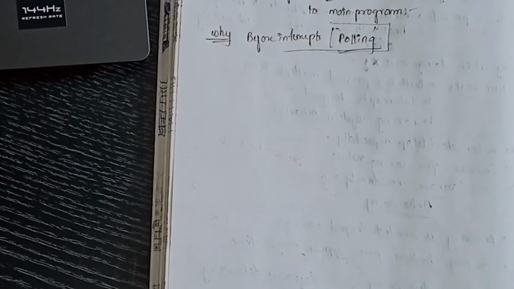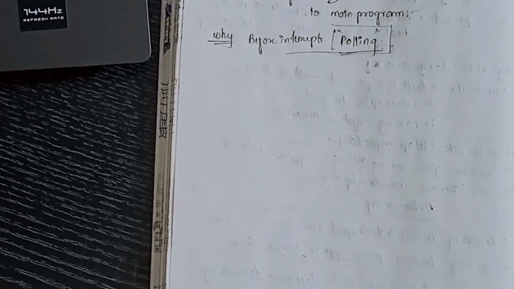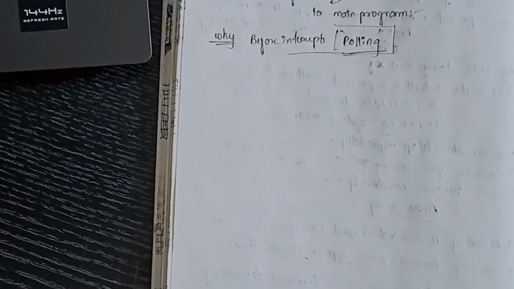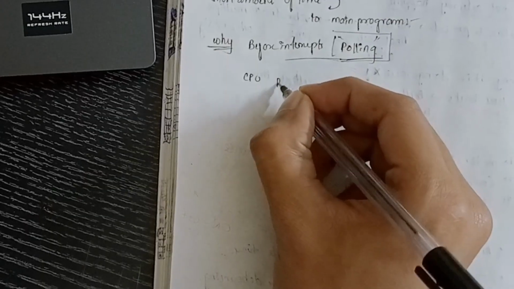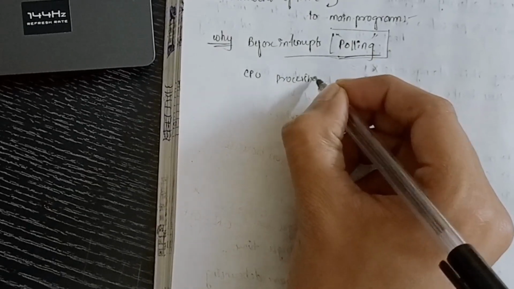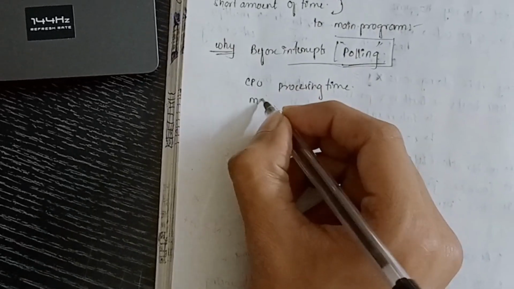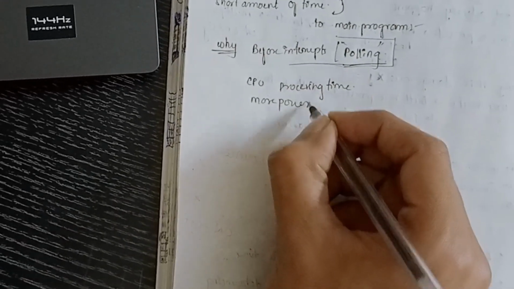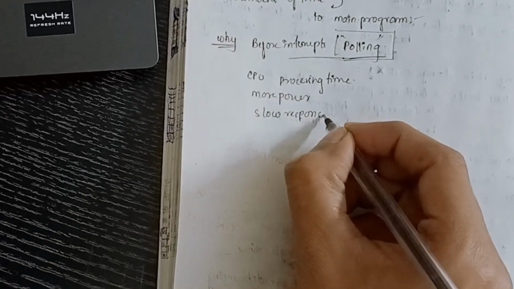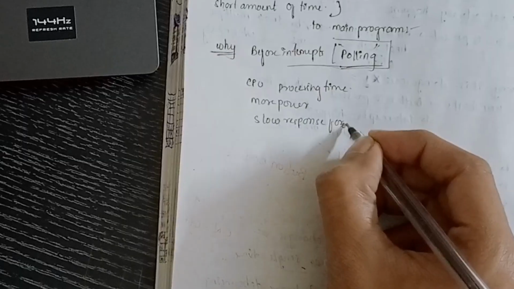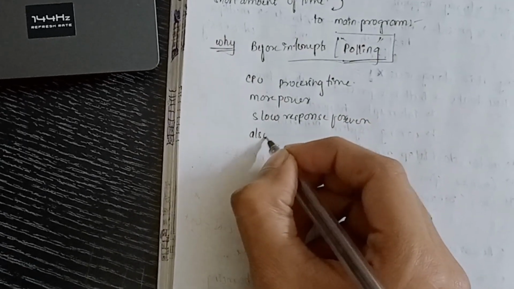Polling is a very disturbing and delaying task. It wastes the CPU's processing time, consumes more power, and gives slow response for events. And it also affects multitasking.